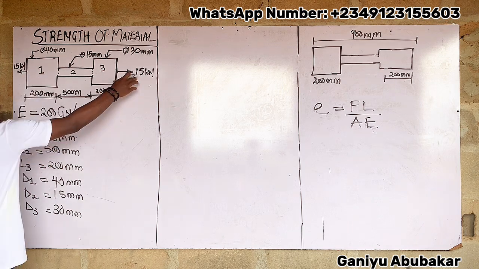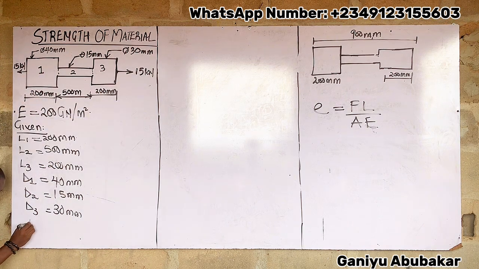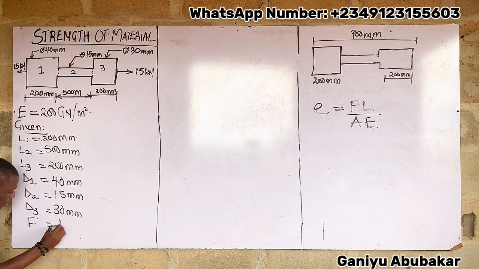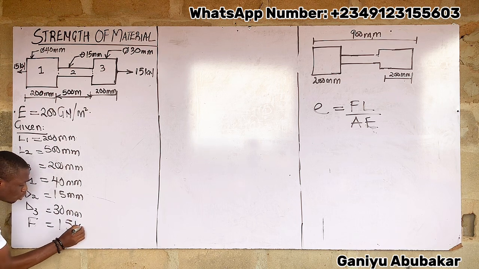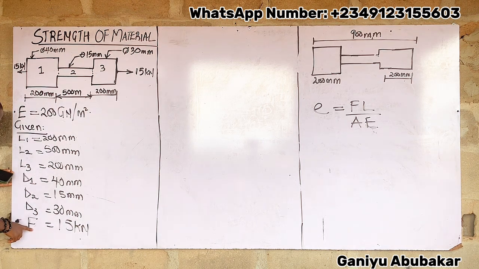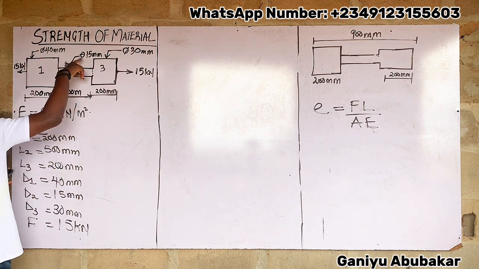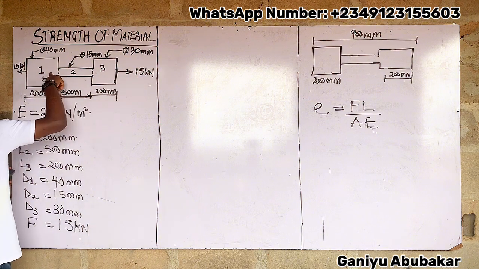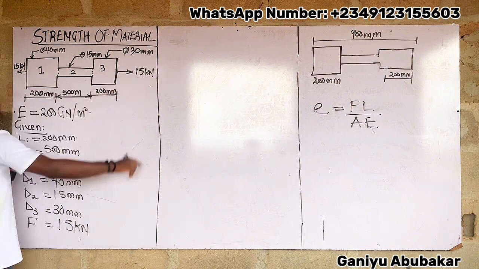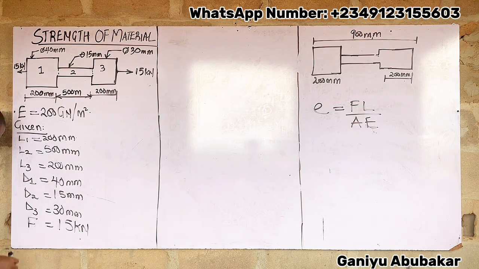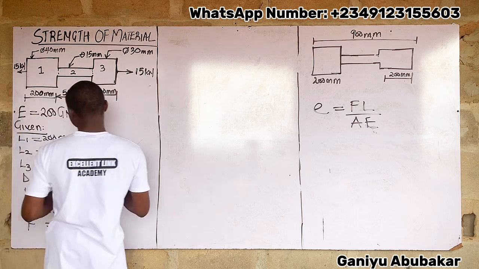I'm giving force, F, as what? My force is 15 kilonewton. Mind you, I didn't say force is F1, F2, F3. This force works for every section here. 15 works for section 1, 15 works for section 2, 15 still works for section 3, please. So this is my F. And I'm giving E to be what? 200 giganewton per meter squared.